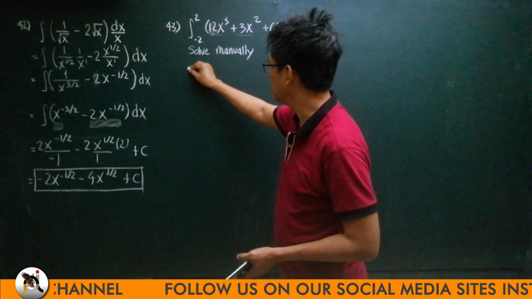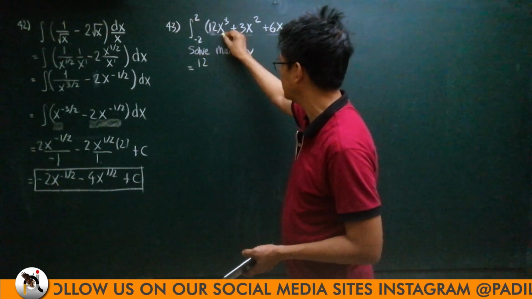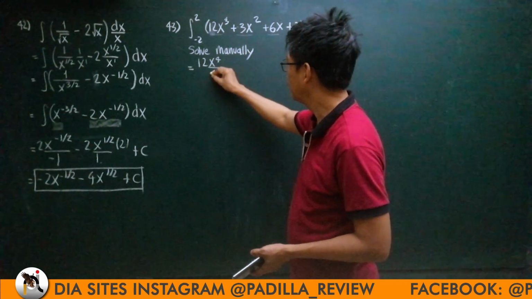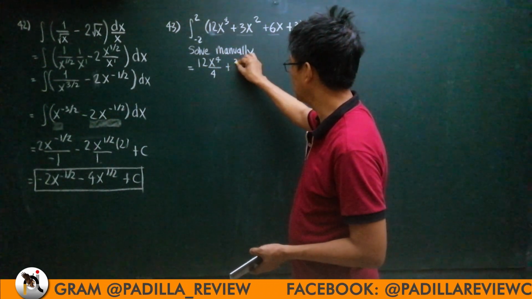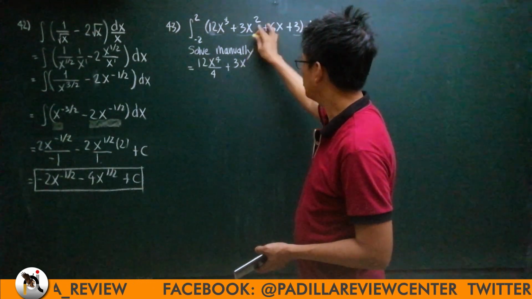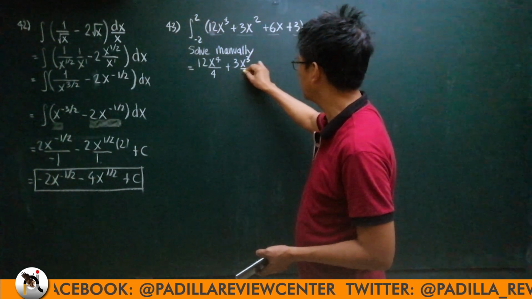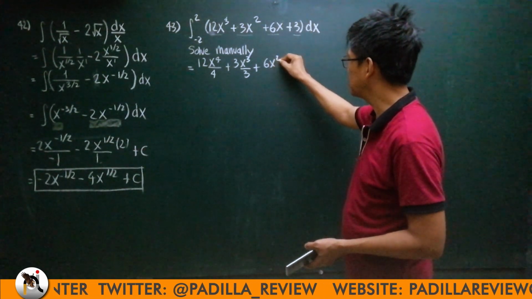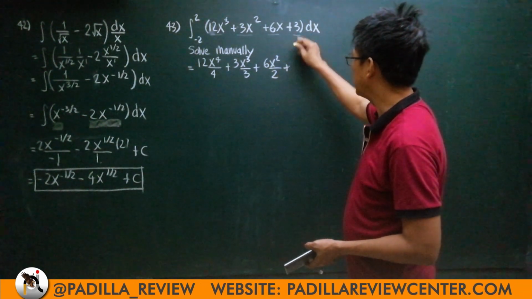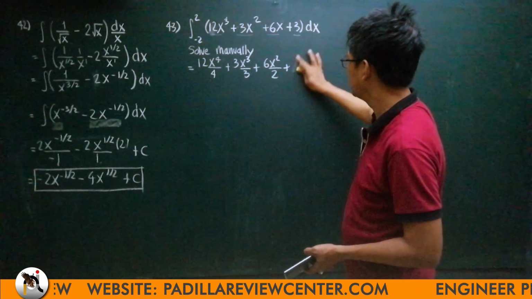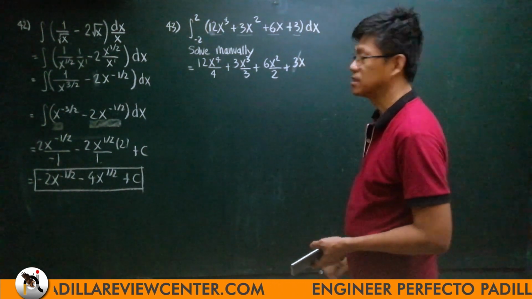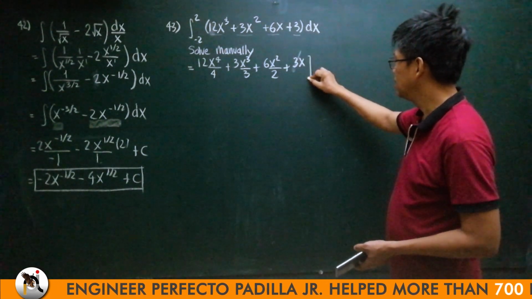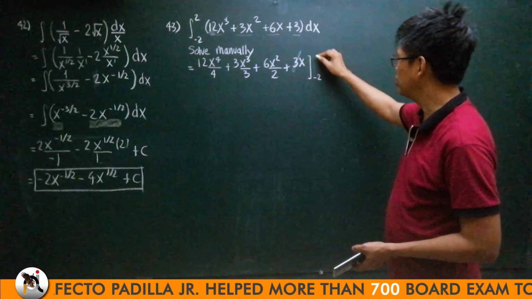this is going to be equal to 12 integral of x cubed, x to the 3 plus 1, 4 over 4 plus 3 integral of x squared, 2 plus 1, 3 over 3 plus 6 integral of x to the 1, that is x squared over 2 plus 3 integral of dx, that is 3x. You don't add c because there are limits. Instead, you evaluate this from minus 2 to 2.